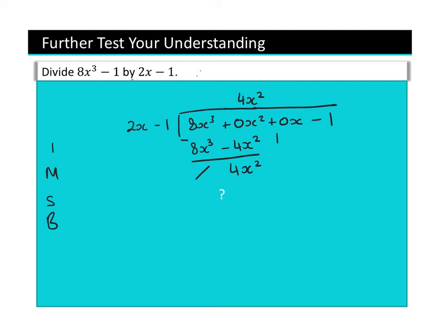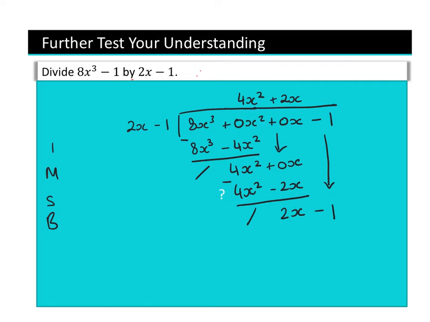I can now bring down plus 0x. Start at the beginning, into. How many 2x's go into 4x squared? The answer is 2x. 2x times 2x is 4x squared. 2x times minus 1 is negative 2x. I can now subtract. 4x squared minus 4x squared is 0. 0 minus minus 2x is positive 2x. Now bring down minus 1.